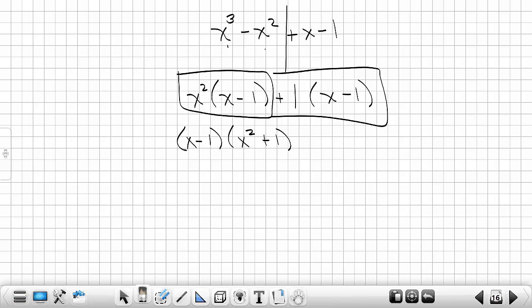You okay with that? So now I'm saying count this as one thing. This is one thing. What could I take out of each of these that's the same? Well, they both have an x minus 1. So I take it out. If I take an x minus 1 out of this whole thing, what's left? X squared. If I take an x minus 1 out of this whole thing, what's left? A plus 1. So they cancel out.